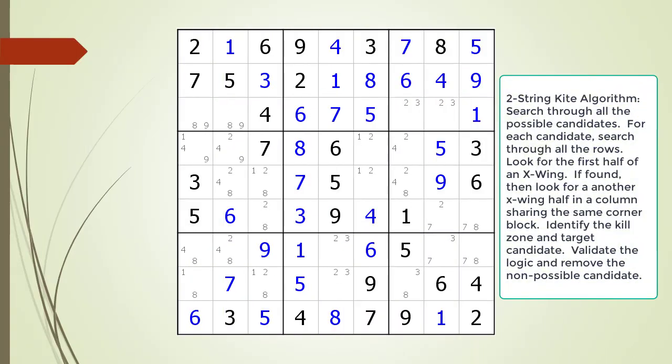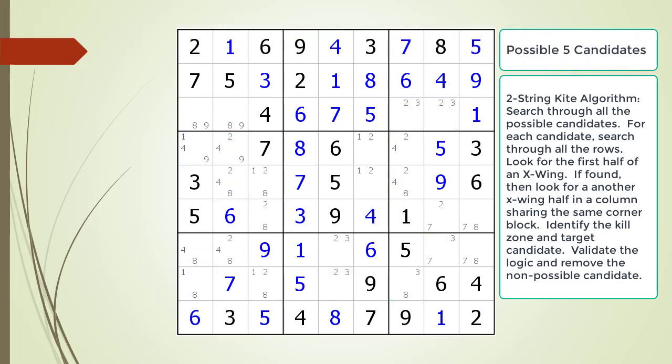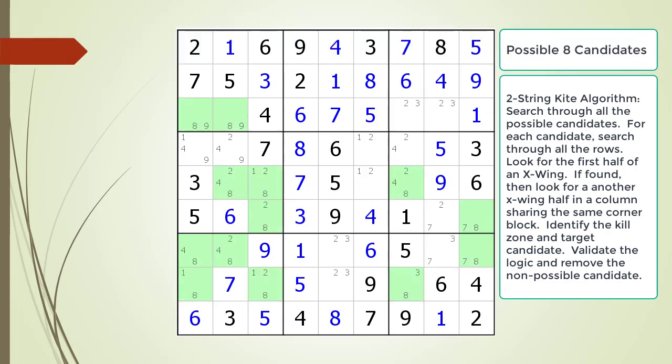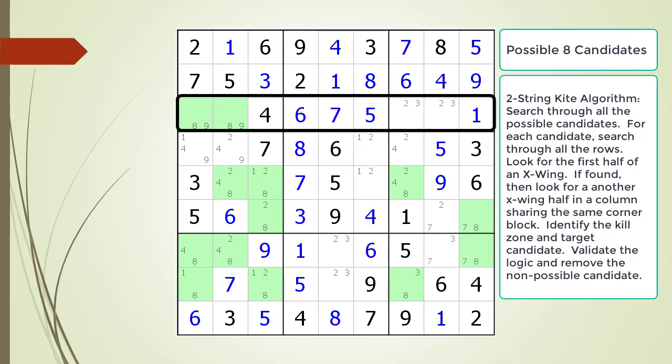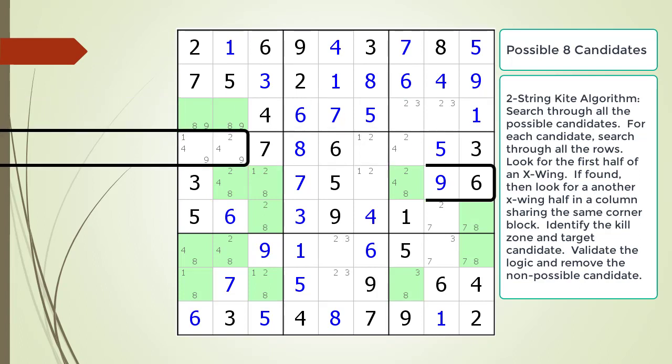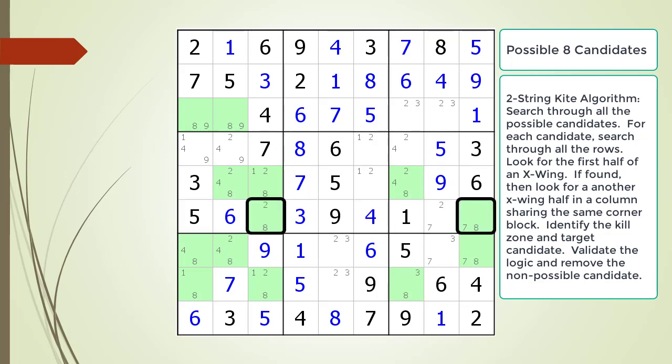Consider the following Sudoku in progress. To find a two-string kite pattern, we iterate through each of the possible candidates. For each possible candidate, we go through all the rows looking for the first half of an X-wing pattern or conjugate pair. We found the first half of an X-wing pattern in row 6 of this puzzle.